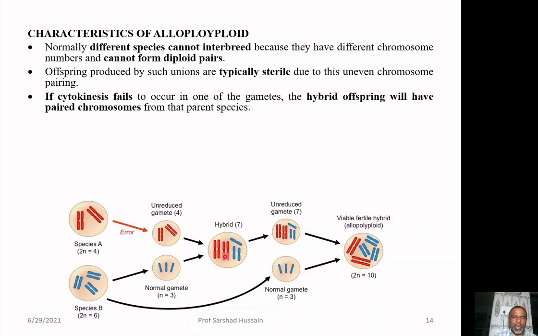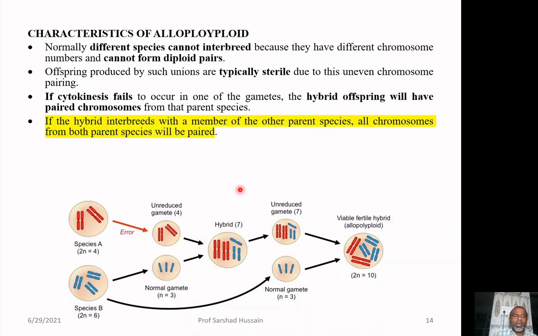And if cytokinesis fails in the hybrid, then the chromosomes were already doubled in the interphase, but cytokinesis has failed. So, the same cell will have double the amount of chromosomes. So, each chromosome will get its counterpart now, and now it will become fertile. If the hybrid interbreeds with a member of the other parent species, all the chromosomes from both parent species will be paired.